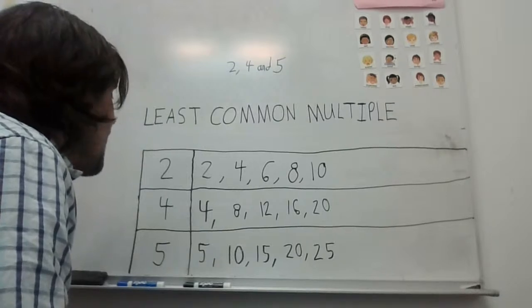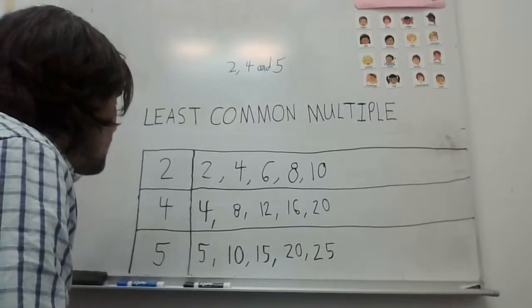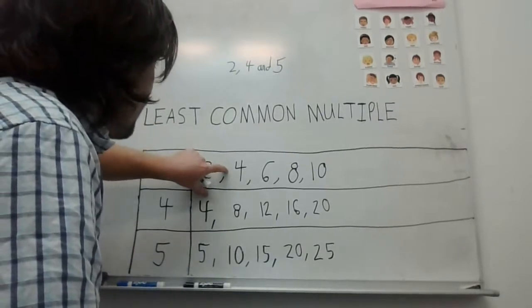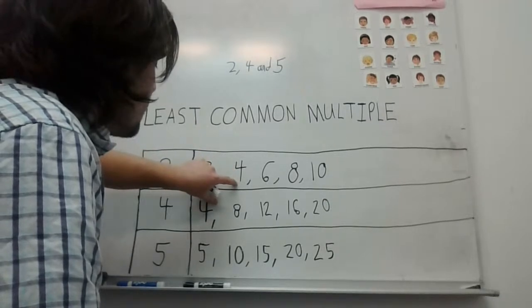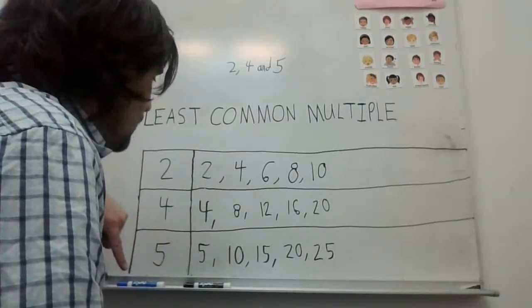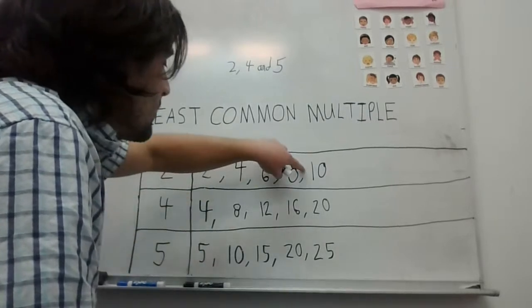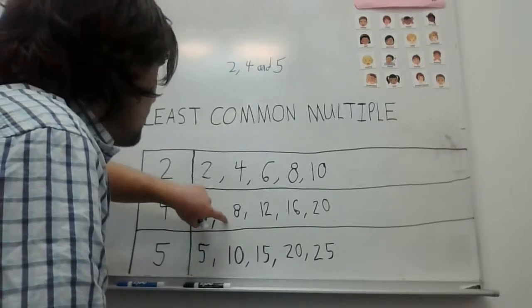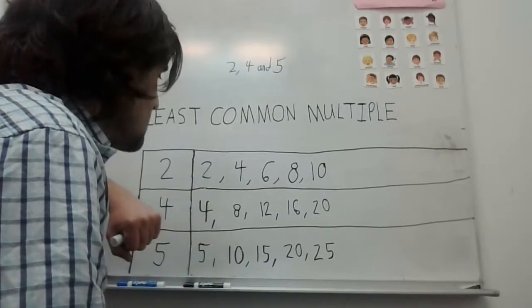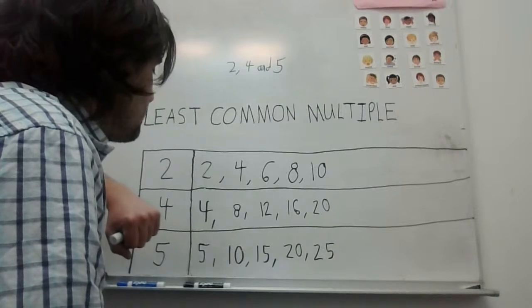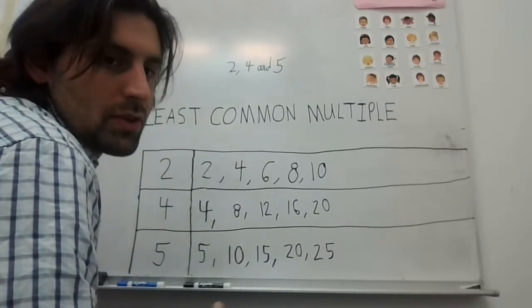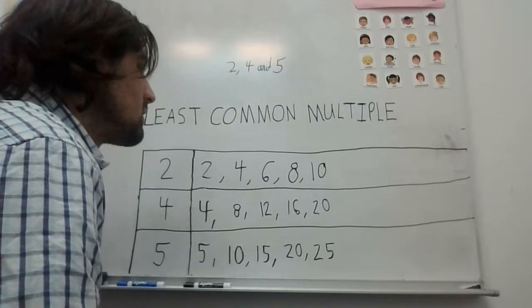So far, we do not have any multiples that all 3 numbers have in common. The numbers 2 and 4 have the number 4 in common. 4 is a multiple of 2 and 4, but it's not a multiple of 5, so that doesn't work. 2 and 5 have the multiple 10 in common, but 10 is not a multiple of 4, so that does not work. So far, we have to keep going.